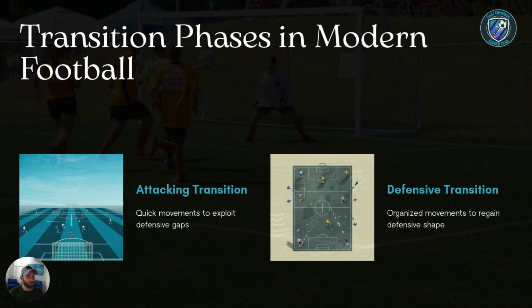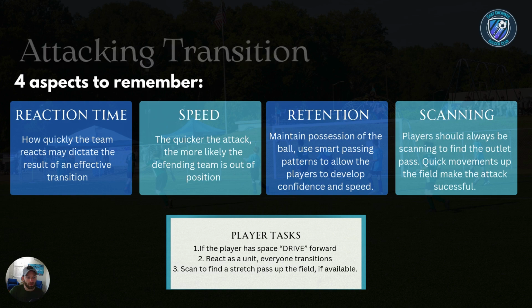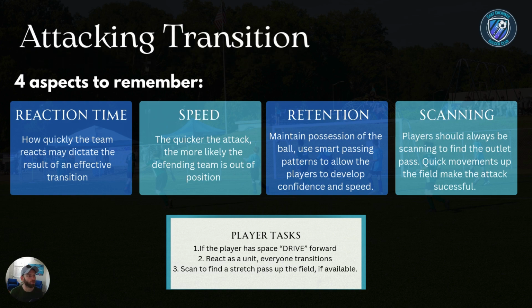So we have an attacking transition and a defensive transition. Attacking is going to be quick movements to exploit defensive gaps, whereas defensive, we need to organize quickly and regain our shape as soon as we possibly can. So when we're attacking, there are going to be 4 key aspects to remember. Reaction time: how quickly the team reacts may dictate the result of an effective transition. The speed in which they attack. The quicker the attack, the more likely the defending team is going to be out of position, and you're going to be able to exploit some gaps.